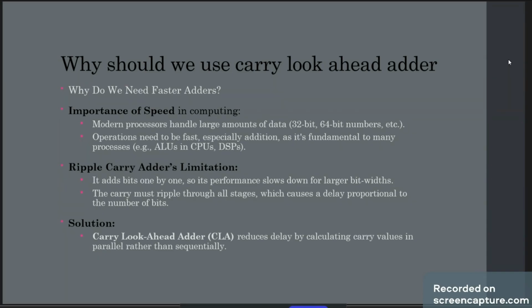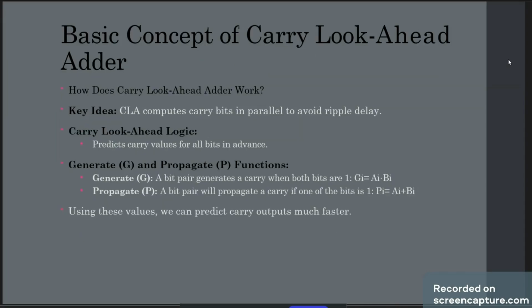Ripple carry adders limitations. It adds bits one by one, so its performance slows down for a larger bit width. The carry must ripple through all stages, which causes a delay proportional to the number of bits. The solution is carry lookahead adder, which reduces the delay by calculating carry in parallel rather than sequentially.